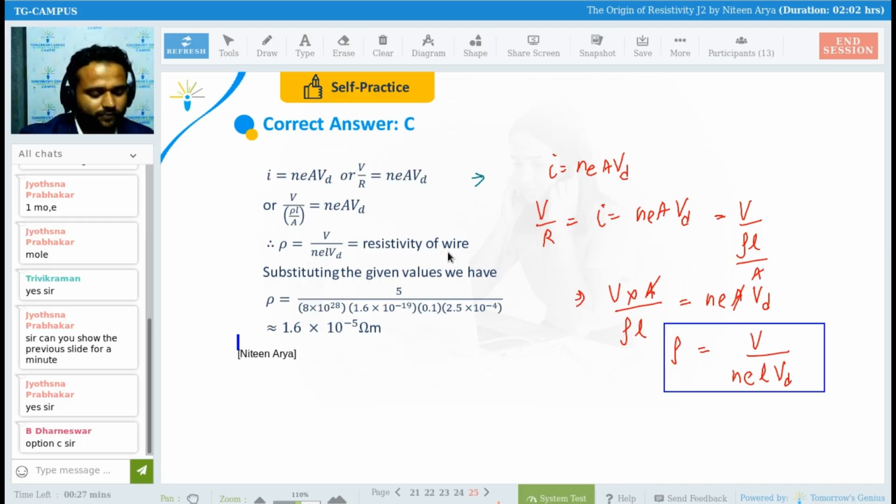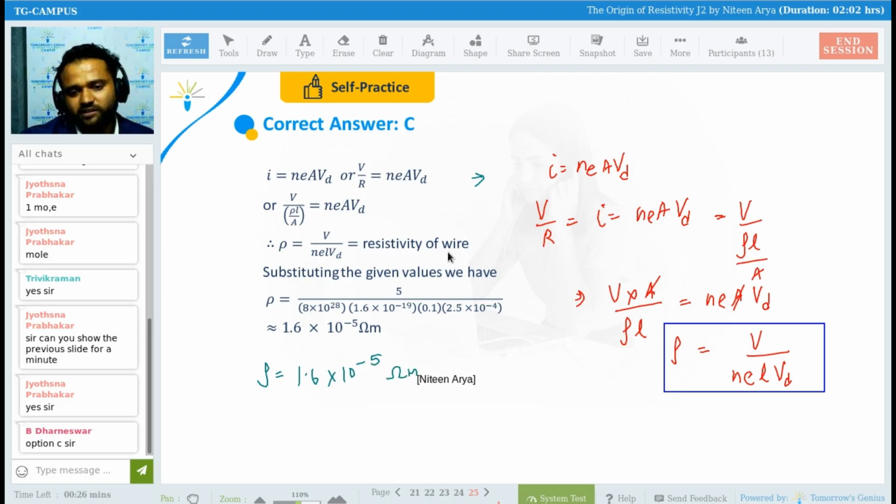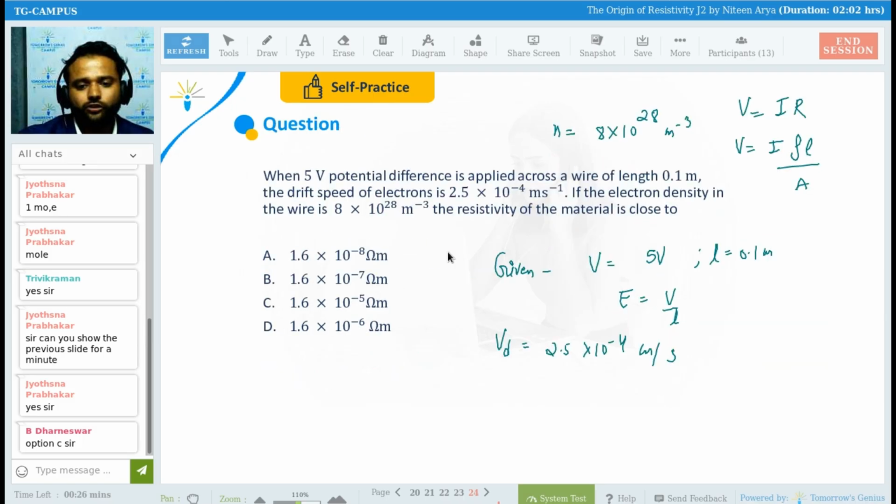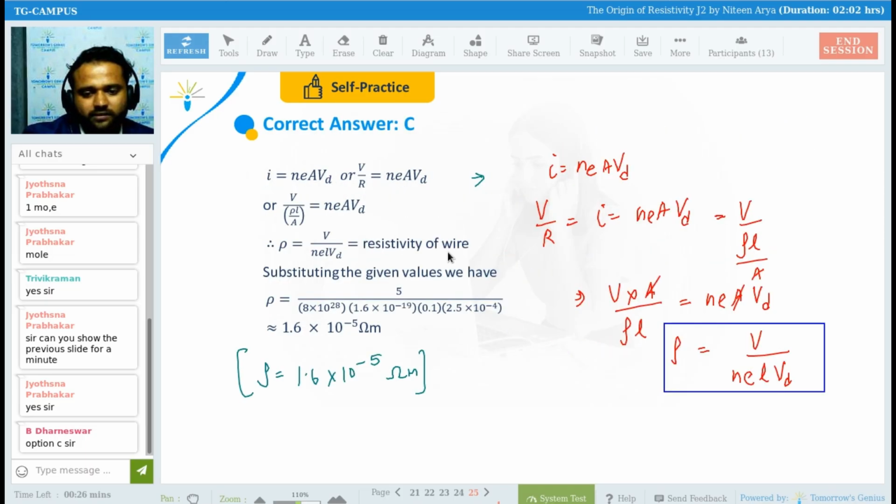Is this clear, beta? So this rho is 1.6 into 10 to the power minus 5 ohm meter. Clear, everyone? How you can get option C? Is this clear, beta? Everything is given, and you just need to rearrange the particular formulas. Okay, so yes, option number C is correct.